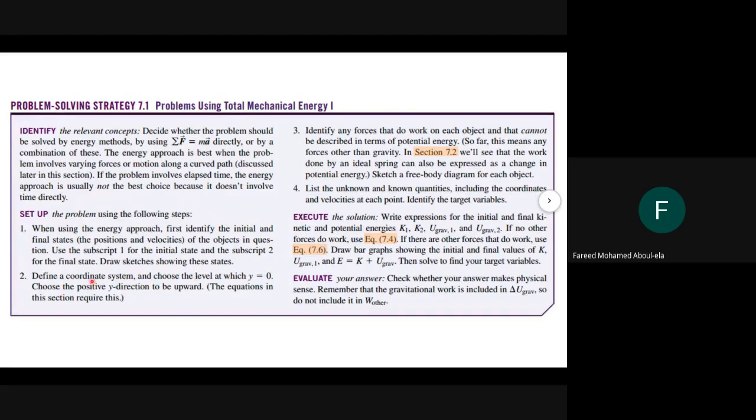And with the picture, you need to define a coordinate system.